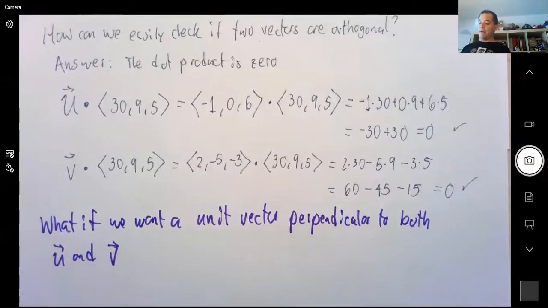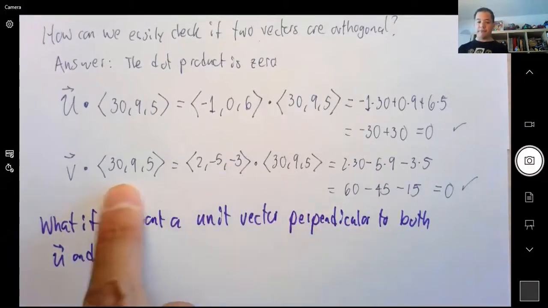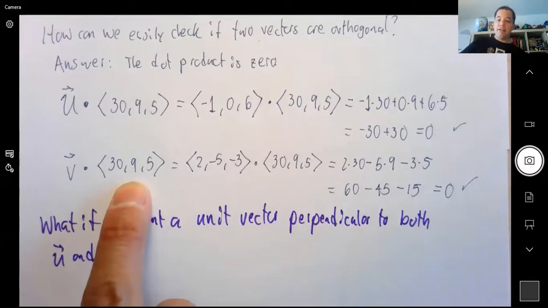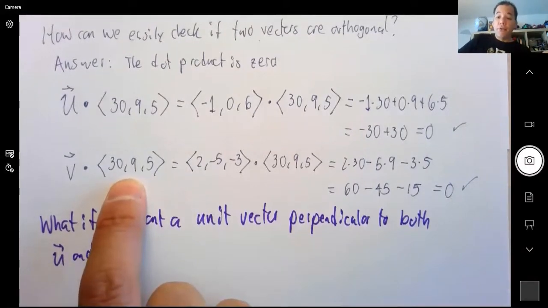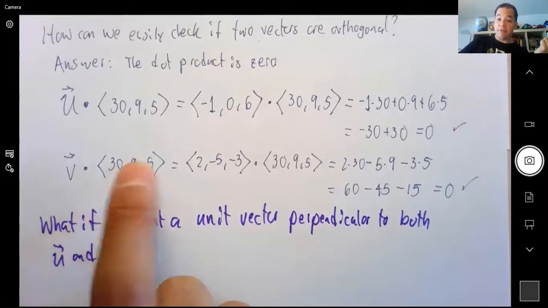Okay? So how do we answer this? Well, we already have one that works, but it's not unit. Yes, this one works. Sadly, it's not a unit vector. But come on, we already learned how to do that, right? How do we find a unit vector that points in the same direction? How do we do that?